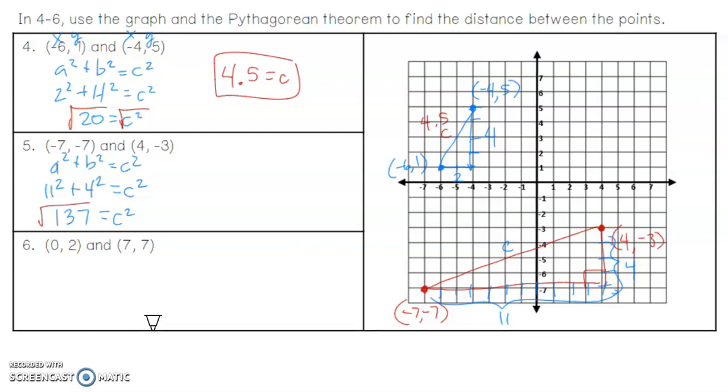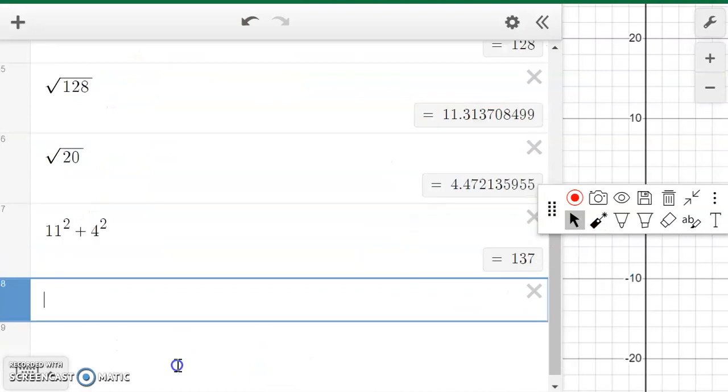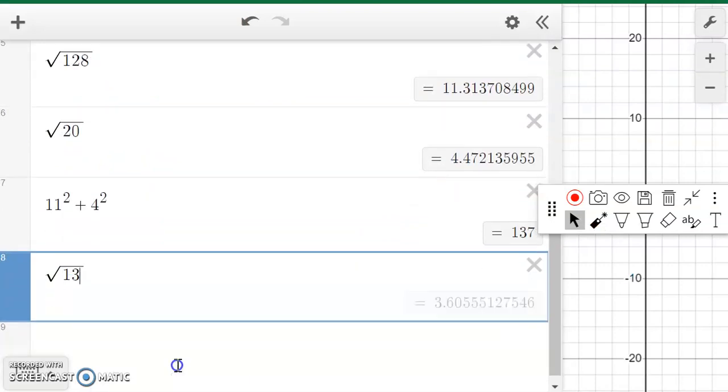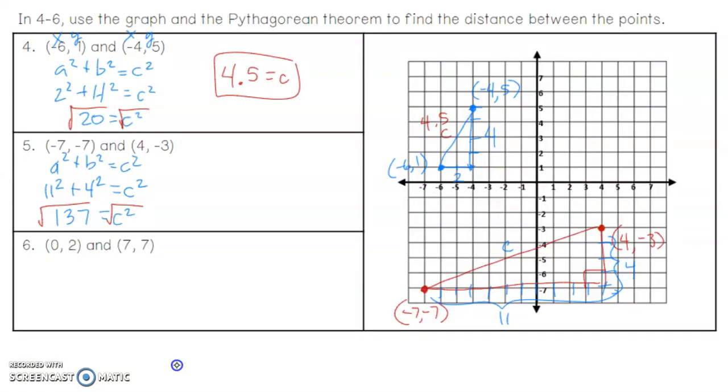Last step, always, we want that side length. If we just want C, we need to take the square root. So that's not a perfect square. See how knowing this will help us out? Square root of 137, we're going to say 11.7. Okay, so that's our hypotenuse. That's what this measurement would be, 11.7. That's what we're finding. Okay, we'll do one more.